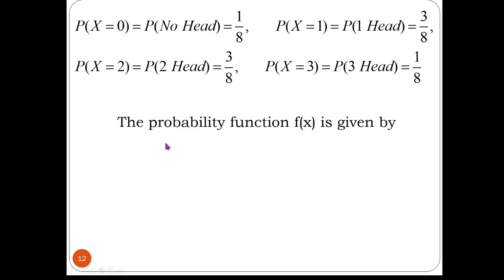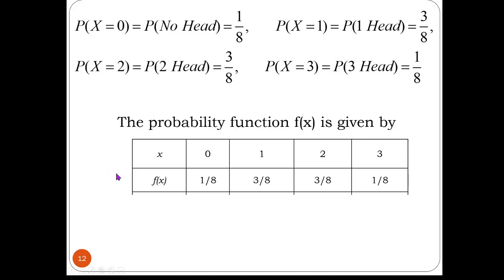Now we have to define the probability function from the probabilities we obtained for the different values. The random variable x has the values 0, 1, 2, 3, and for 0 we get the probability function f of x as 1 by 8. For 1 we get 3 by 8. For 2 it is 3 by 8 and for 3 it is 1 by 8.